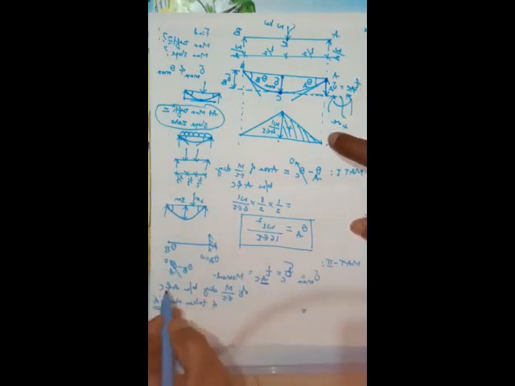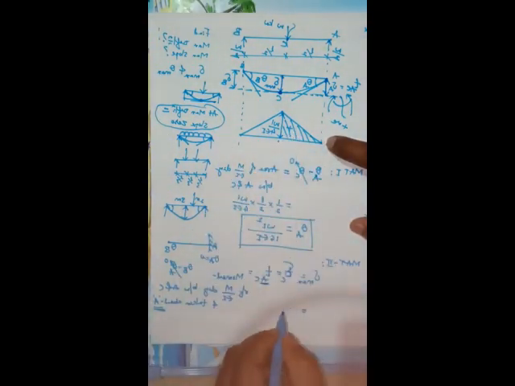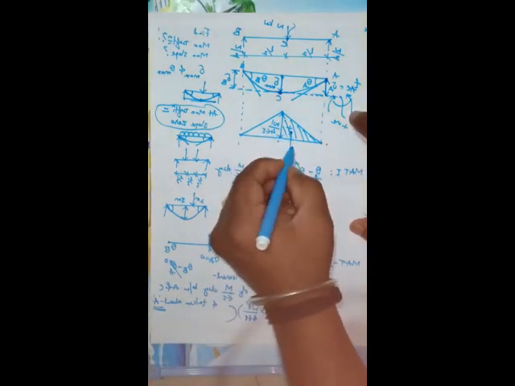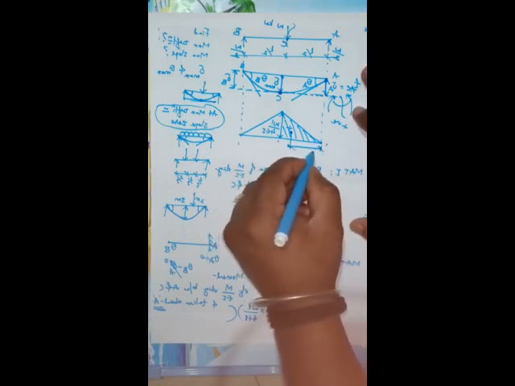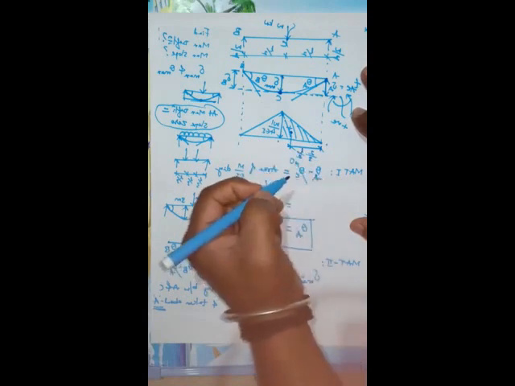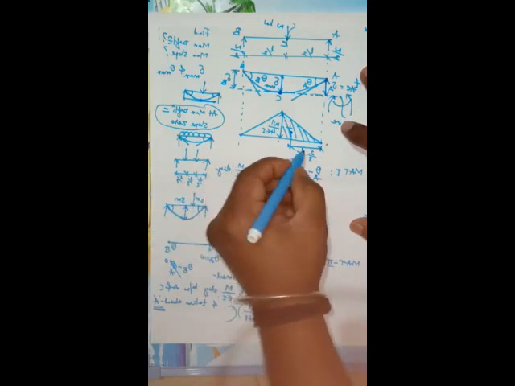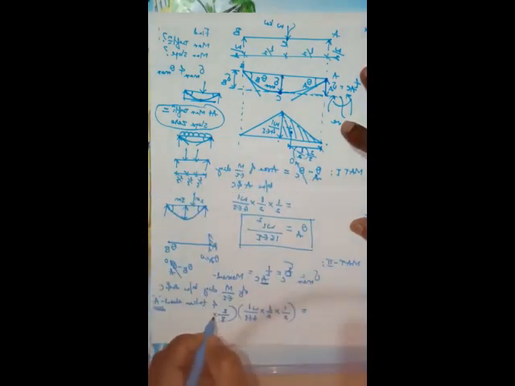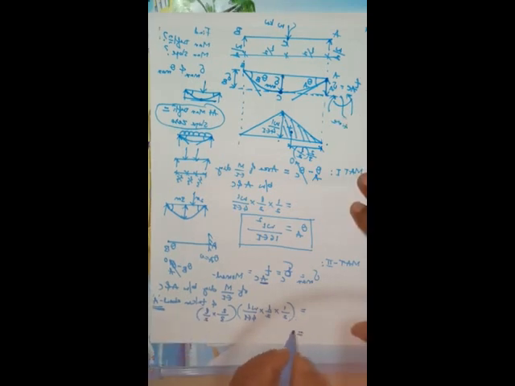So if I write, what is the area between A and C? Point A to C, this is the area. So what is that? Half into base, which is L by 2, into height, which is WL by 4EI. And the perpendicular distance, where do I need to take the perpendicular distance? About point A. Important. So what is this? 2/3 of L by 2, correct? 2/3 of L by 2. So simplify this, you will get delta max as WL cube by 48 EI. So this is the answer for this.